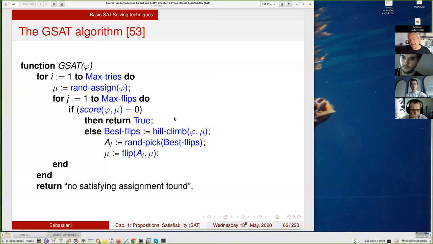So you may sometimes have a situation called a plateau, in which the current assignment's neighbors, meaning those at Hamming distance one, so only one flip of difference, give no improvement. You select the set of those which get the best improvement, and this is done by the hill climbing procedure, and then you randomly pick one choice among those and flip it. And then you repeat. This surprisingly simple algorithm in 1992 brought a very important improvement of performance, in particular in planning problems at the time.